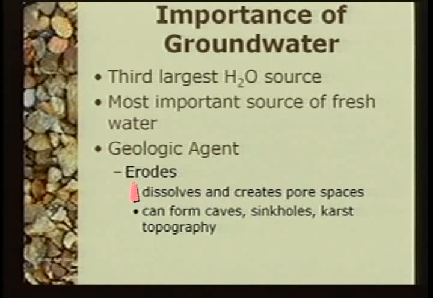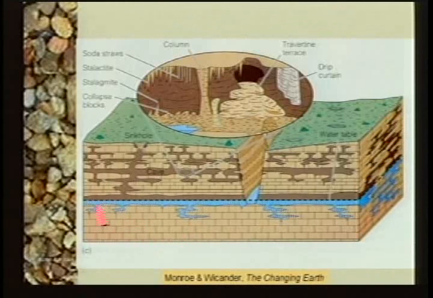Let's look at some of the ways that groundwater can erode. As groundwater moves through existing rocks, it can dissolve and create pore spaces, especially in limestone. It can form caves, sinkholes, and when dissolution proceeds to a fairly advanced state, we get something known as karst topography. Here we see a cross-section where we have the water table currently shown at the dashed line, but it seems that at some point in the past the land was actually lower or the water table was higher, because we have a lot of caves that were dissolved out of the limestone.